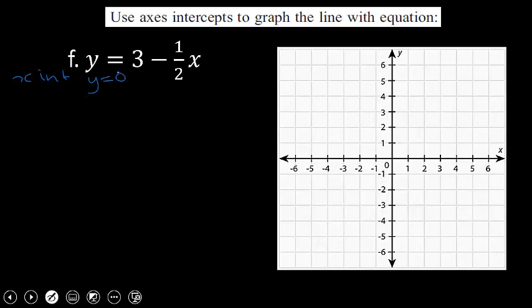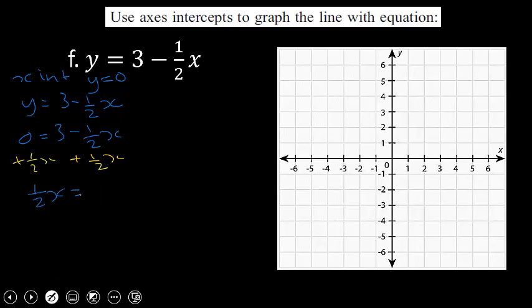X-intercept, y equals 0. Y equals 3 minus 1 over 2x. 0 equals 3 minus 1 over 2x. I'm going to take the x over because it's a negative number, so I say plus 1 over 2x on both sides. So 1 over 2x is equal to 3. Now I'm going to get rid of this 2, so I multiply by 2 on both sides, and that gets rid of the denominator. X is equal to 6. My coordinate is 6, 0. That's over there.